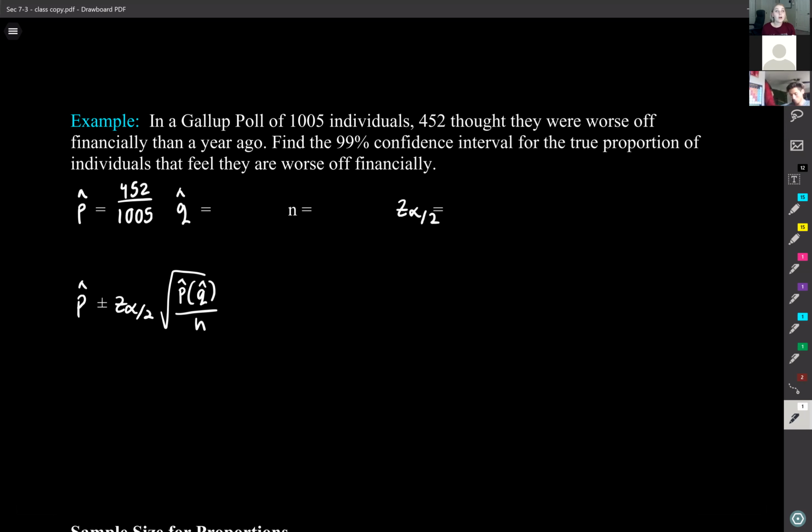So if you're not given a percentage, but you're told the amount of people that think this and the amount of people that were surveyed, your proportion is going to be the total amount of people that think it over the amount that were surveyed. And the Q is found the same. It's still 1 minus that. So if we do 1 minus 452 over 1,005, we should get 553 over 1,005. Because 452 said they thought they were worse off, which means that 553 said they were not worse off. And then our number of individuals that were surveyed is 1,005.